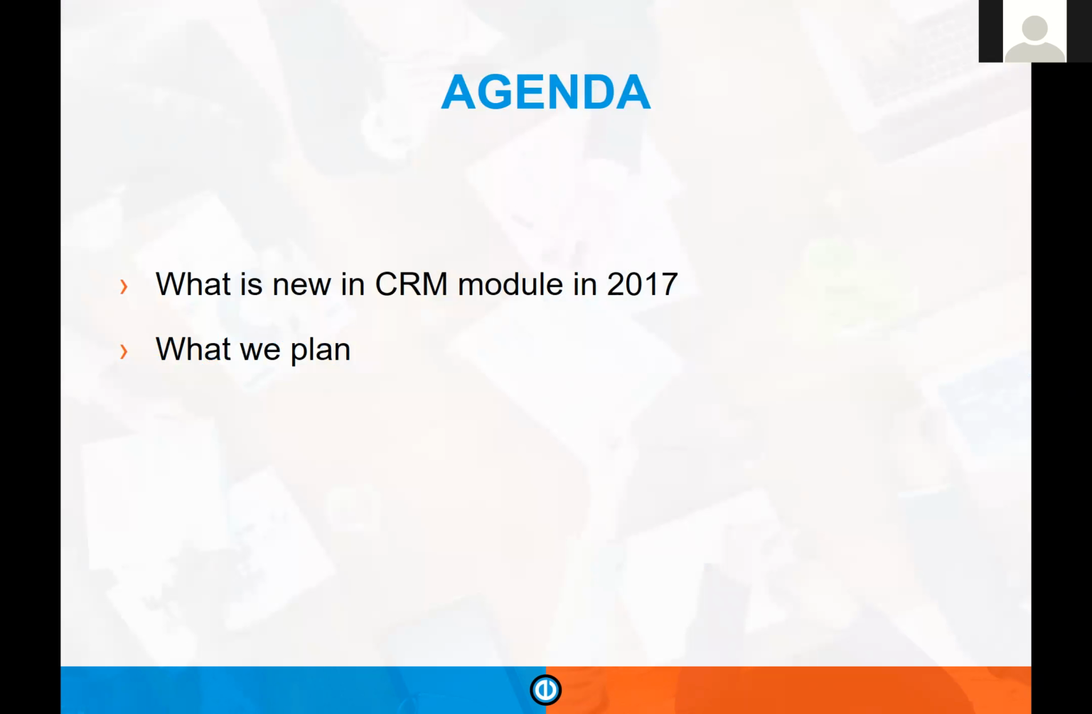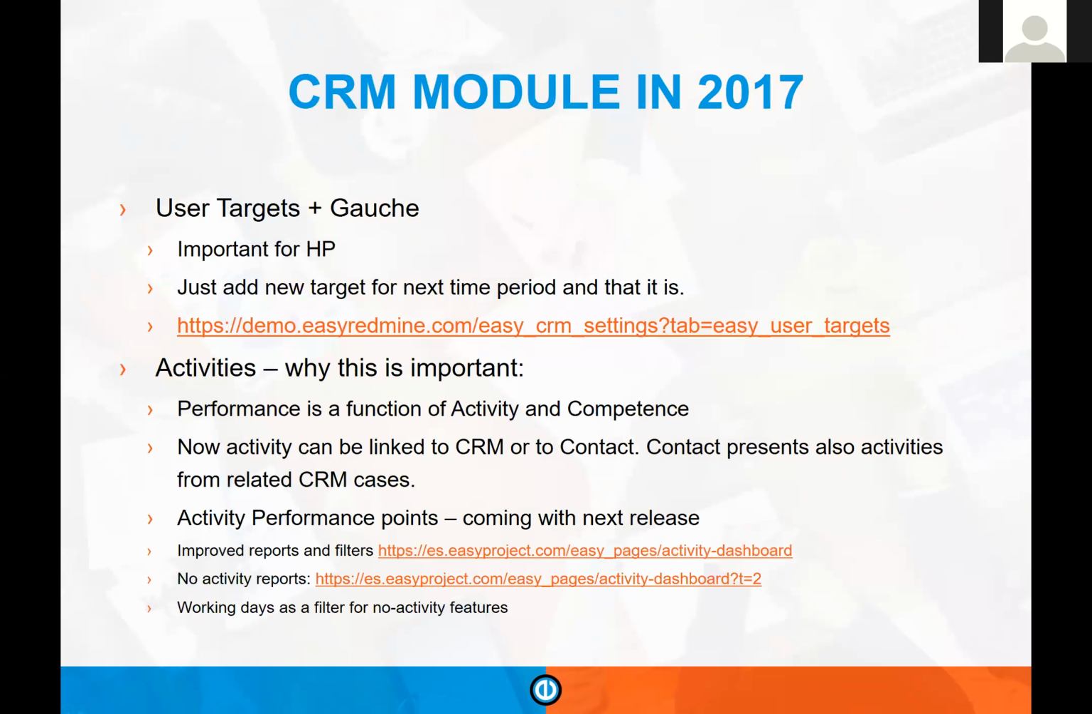So the agenda is simple. A couple of innovations I believe are important, and what we are going to improve in the next period of time. I want to talk basically about two functionalities which help to manage the sales team and the sales operations. First of all is user targets, in combination with gauge.